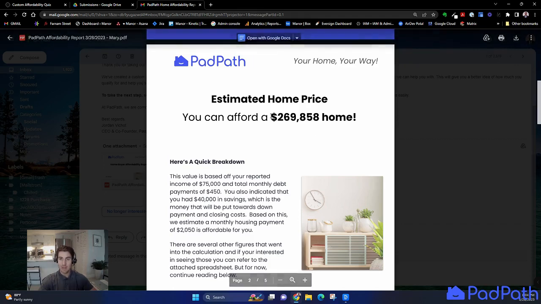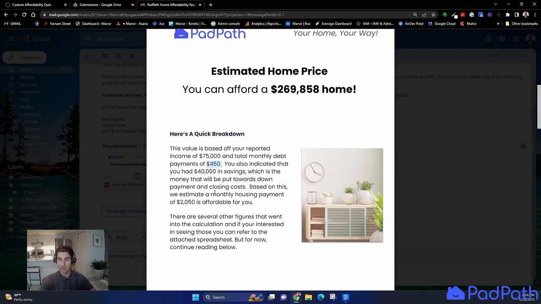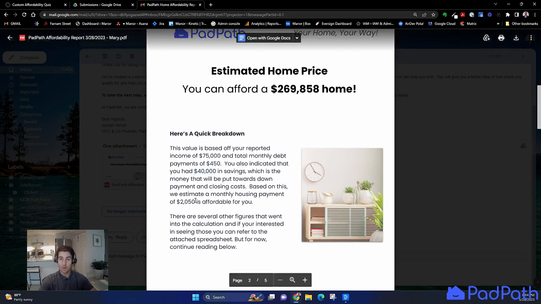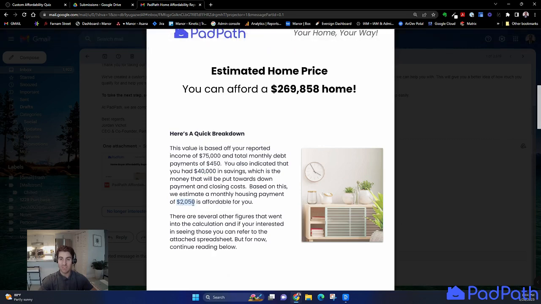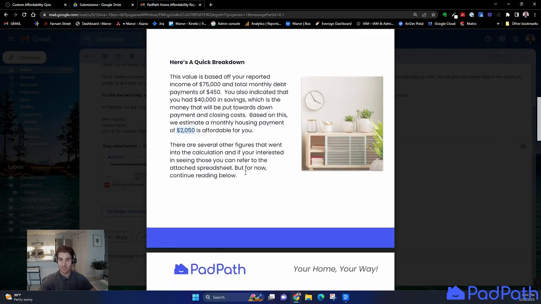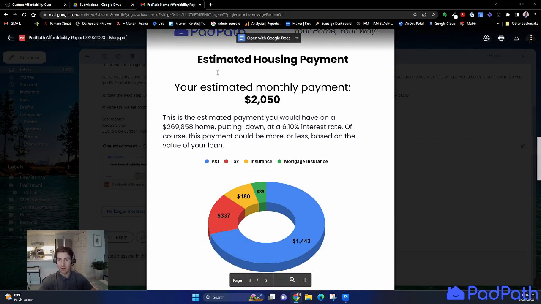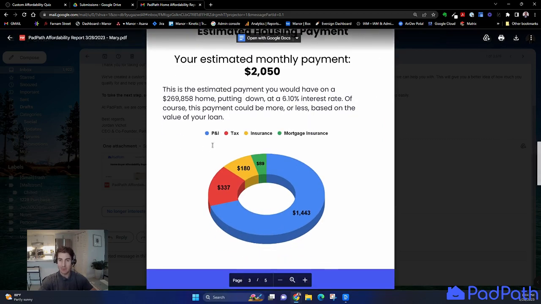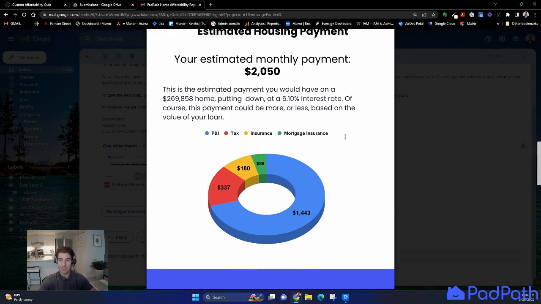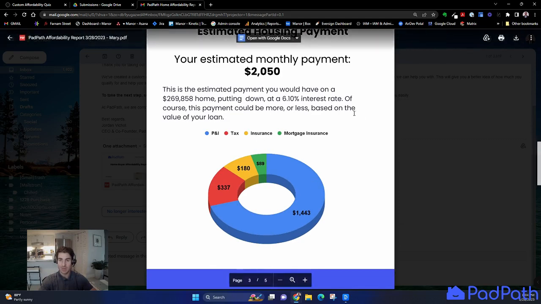So we're estimating that based off of Mary's annual income of $75,000, which you see here, her monthly debt of $450, she had car payments and student loans, and $40,000 in savings, that she can afford a payment of $2,050 on a monthly basis. The next page goes on to break down her estimated monthly payment in terms of principal and interest, taxes and insurance, and mortgage insurance.